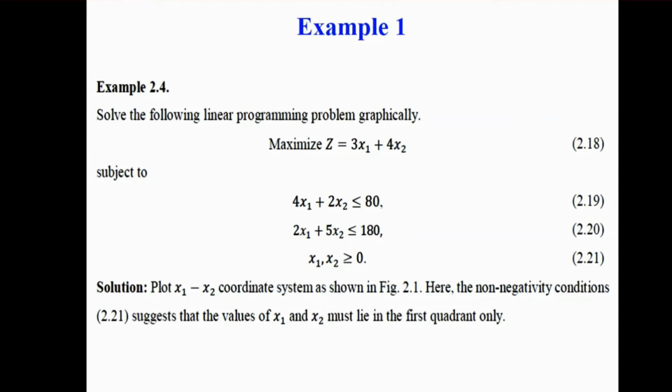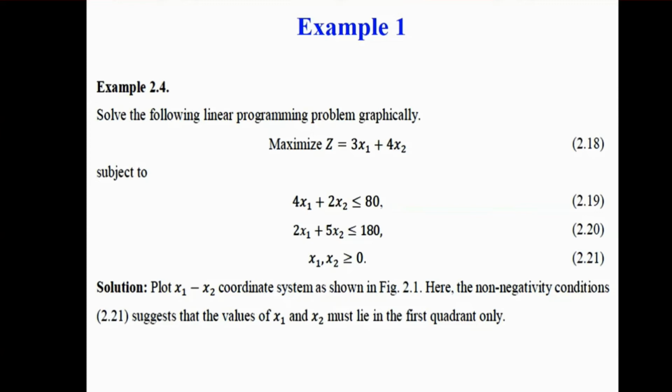Next, we are going to see some examples. Here I have added 6 example problems for easy illustration, to understand the different types of solutions we get, bounded and unbounded, depending on the number and type of constraints. All those things we are going to discuss in detail here.